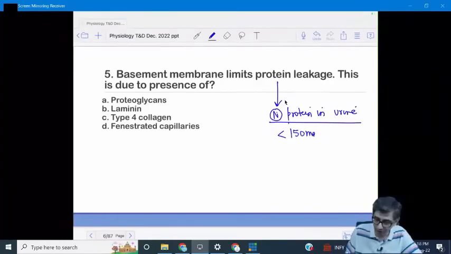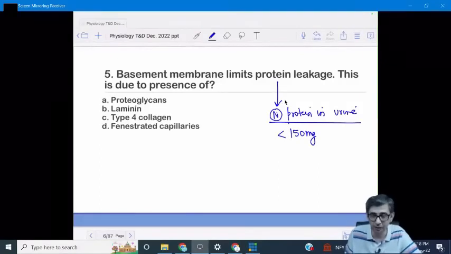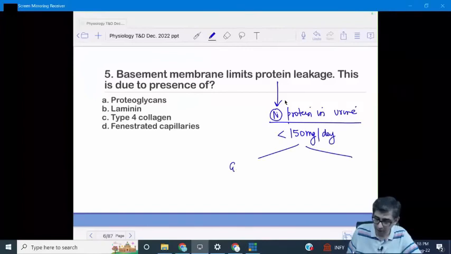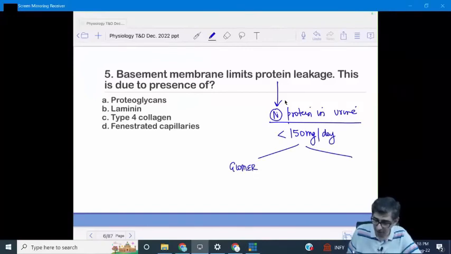Your answer is 150 milligram. It is not 0.3, it is 0.15. It is less than 150 milligram in a day. Hardcore physiology, how can you guys go wrong on this?